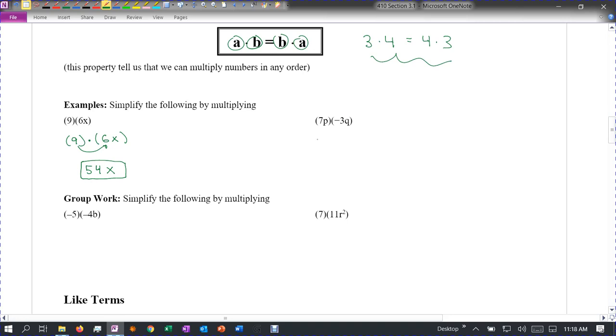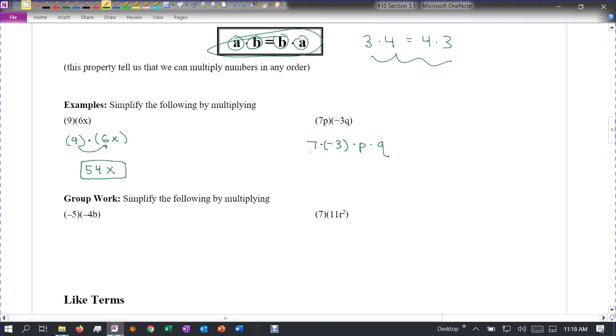What I can do here to multiply these is rearrange this and make it 7 times -3. I'm going to put that in parentheses. And then times p, and then times q. So I'm just rearranging. That's what the commutative property is saying. We can rearrange multiplication however we want.